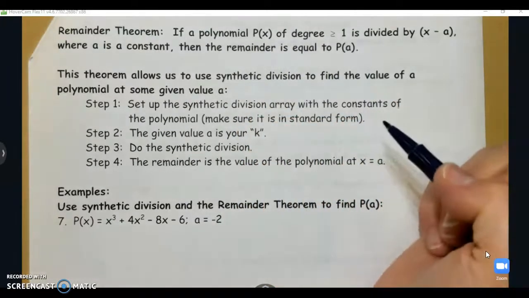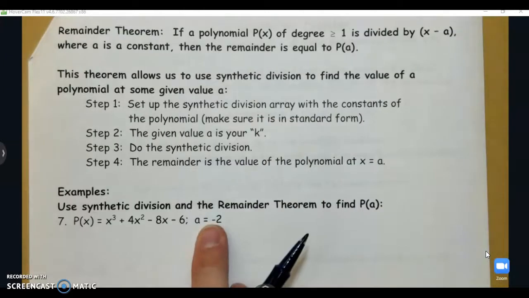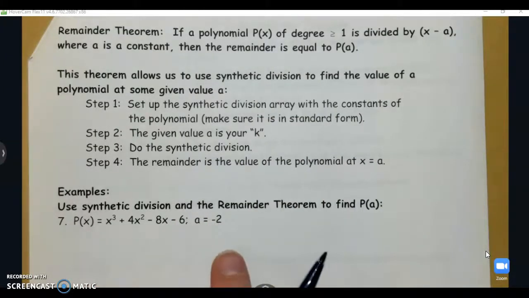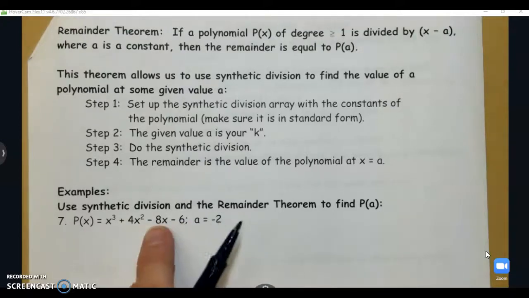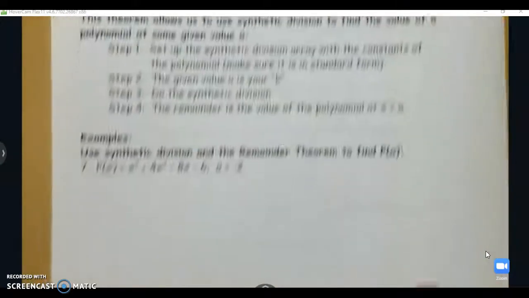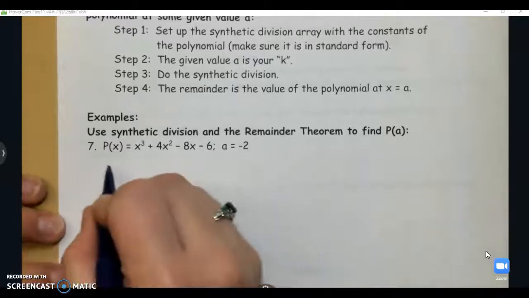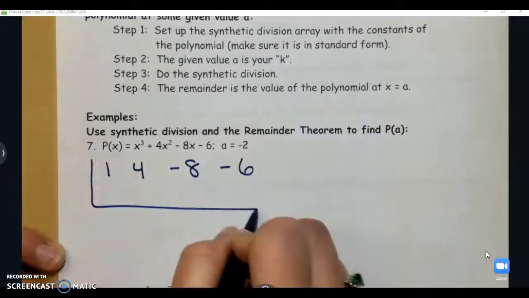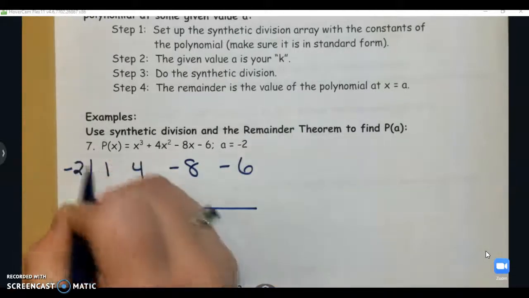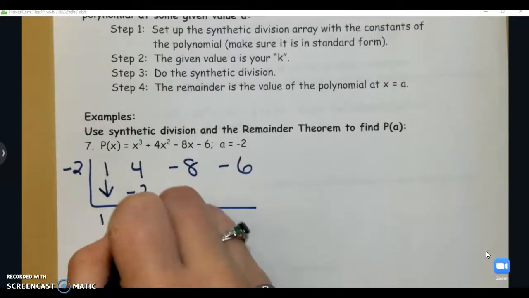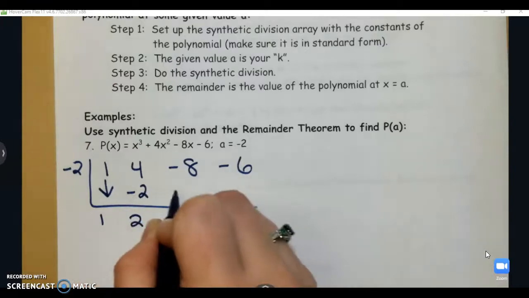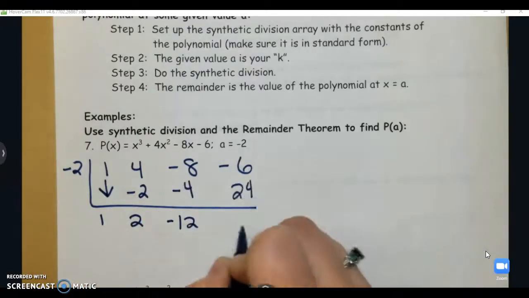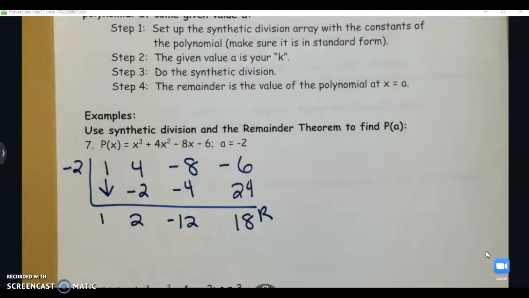So if we do synthetic division and we say that a is -2, we can check to see that if we plugged p of -2 into our function, it would be equal to our remainder. So let's do synthetic division here. Setting up our coefficients, no placeholders necessary, and we're going to divide by that -2. And so I get a remainder of 18.